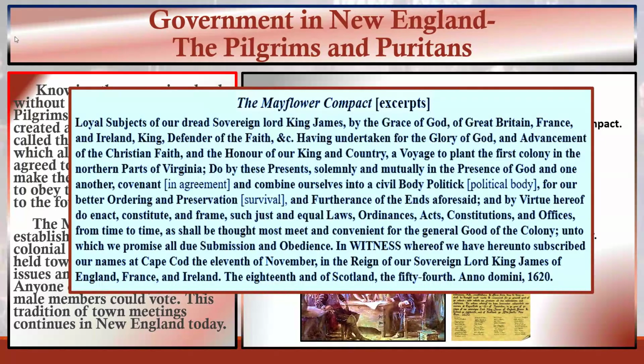In witness whereof we have hereunto subscribed our names at Cape Cod on the 11th November in the reign of our sovereign Lord King James of England, France, and Ireland, the 18th of Scotland, the 44th, okay, Anno Domini, which means in the year of our Lord, 1620. Now, what does that thing after witness mean? That's just when they did it. Where they signed it and what year. That's a heck of a way of saying it, but that's all that means. Hey, here on the 11th of November, in the name of King James, who's the king of England and Ireland, France and Scotland, right, 1620, we're establishing this compact. That's basically what they're saying.